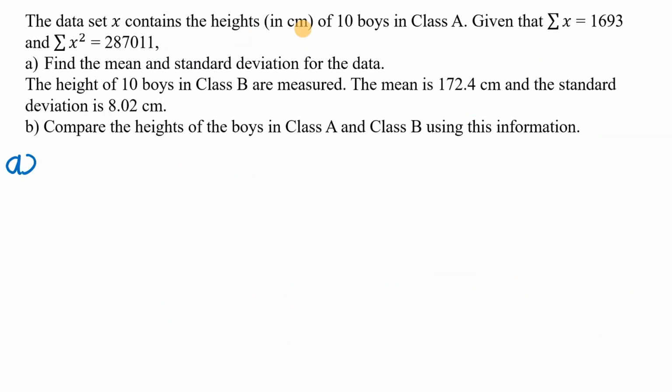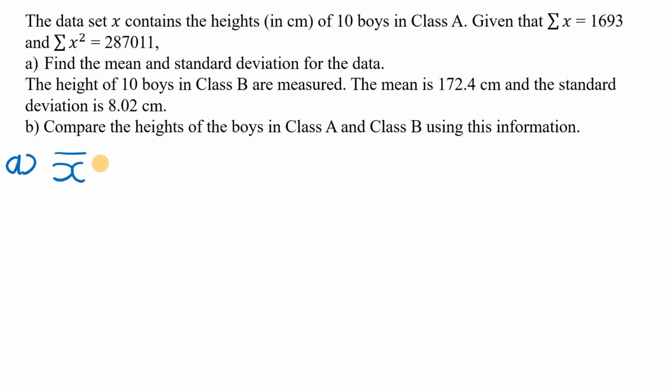Okay, so here's an example question where we're told the data set X contains the heights in centimeters of 10 boys in class A, and given that sigma X is equal to 1693 and sigma X squared is equal to 287011, for part A we need to find the mean and standard deviation for the data. Okay, so we did a video on standard deviation, so go back to that if you need a reminder of how we calculate it. So let's start with the mean.